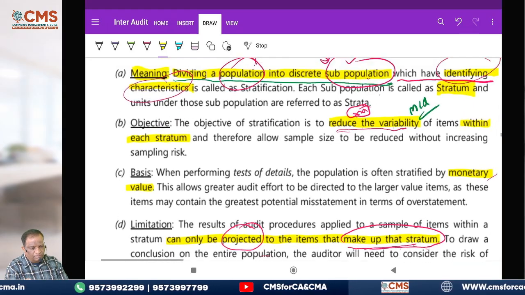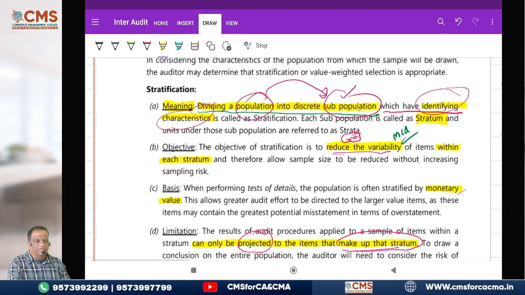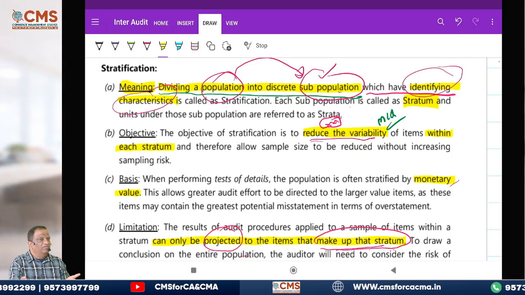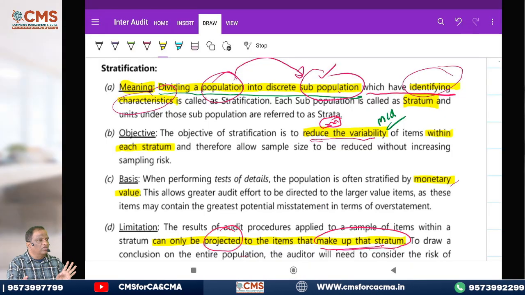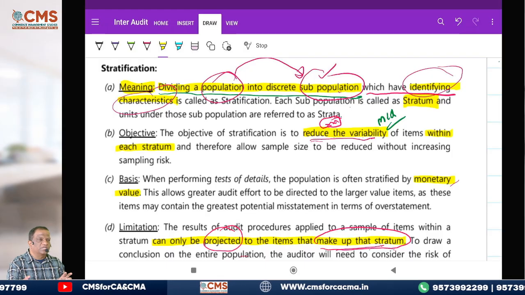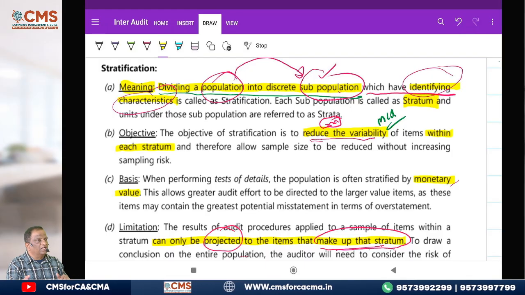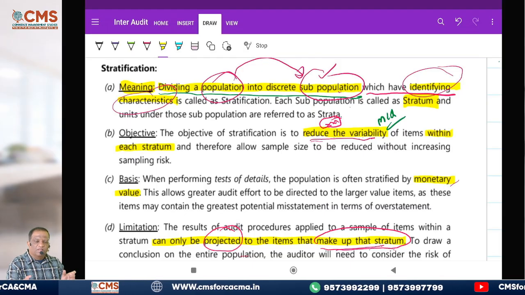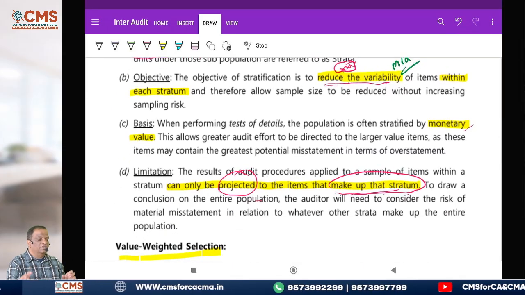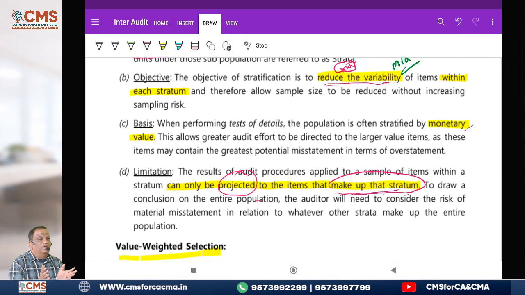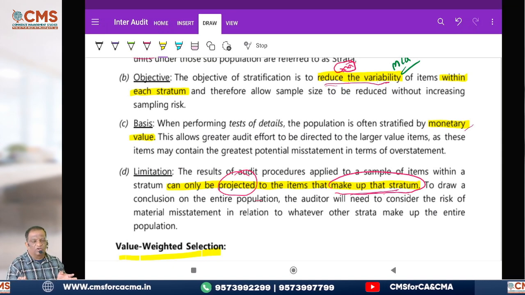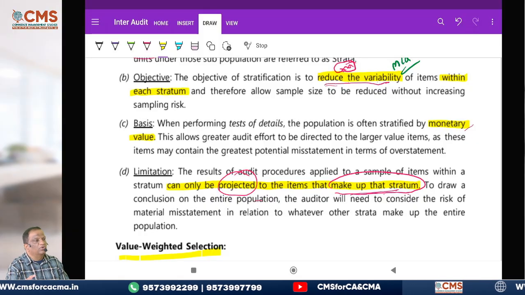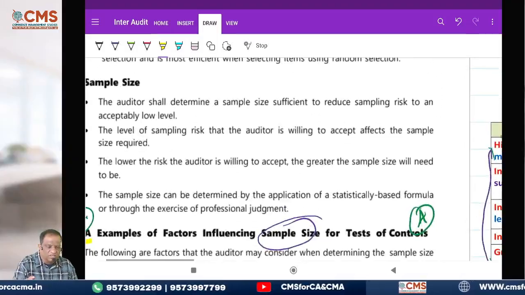So to repeat it, what do I mean by stratification? Now you tell me, how do I define stratification? Dividing what to what? Dividing population into subpopulations having equal characteristics. Then why am I doing it? What is the objective of stratification? To increase the variability or to reduce the variability? To reduce the variability is why I am doing it. Then on what basis do I do that segregation? Based on the monetary value. And the only limitation here is the projection can be made only to the particular subgroup. That is what we call a strata. But I may have to do multiple projections. That's the only difference and limitation of stratification.